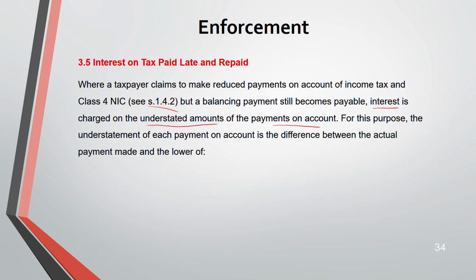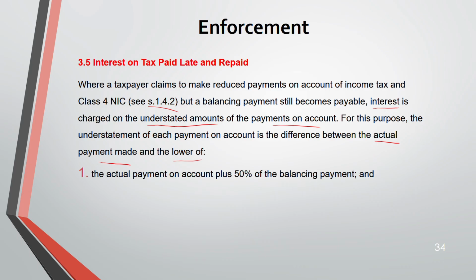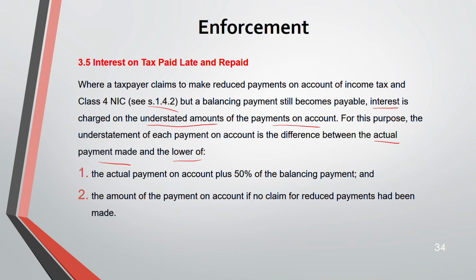For this purpose, the understatement of each payment on account is the difference between, so you have to know what it is, the actual payment made and the lower of these two: actual payment on account plus 50% of the balancing payment, and the amount of the payment on account if no claim for reduced payment has been made. Whichever is lower you take with the actual payment. Find the difference.